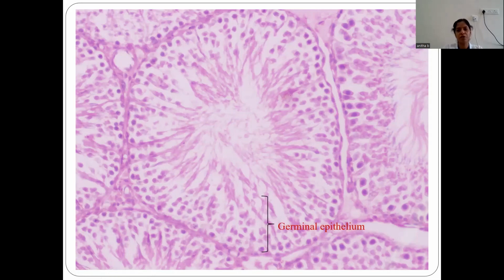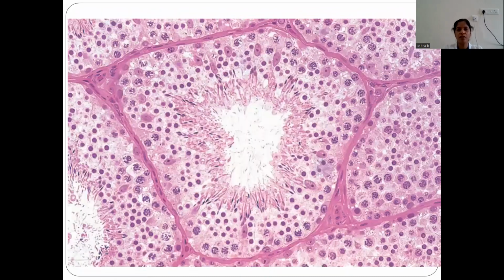This is also called the germinal epithelium. So in between the seminiferous tubules, what can you see? You can see the interstitial cells of Leydig. Okay, you understand now? So this is the seminiferous tubule, and this is the interstitial cells.